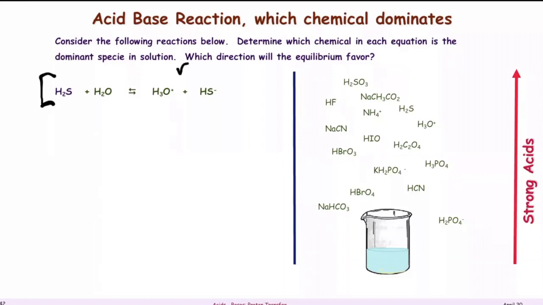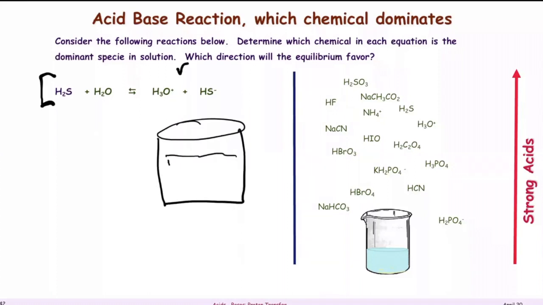That is, if you have a beaker and you put H2S in water, which is the dominant species: H2S, water, H3O plus, or HS minus, the conjugate of H2S? And how you want to answer that question is to take a look and see that this reaction really is a competition between two acids. This is your first acid, this is your other acid. Between these two acids, which is the stronger acid, H2S or H3O plus?